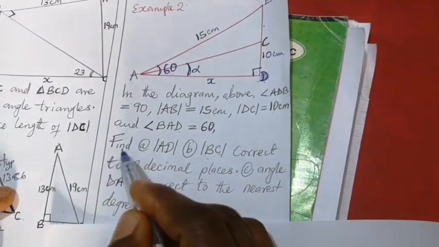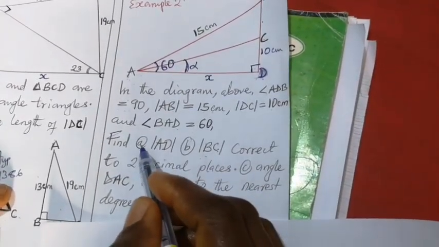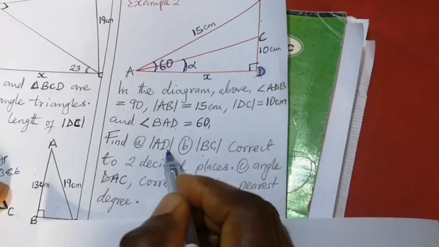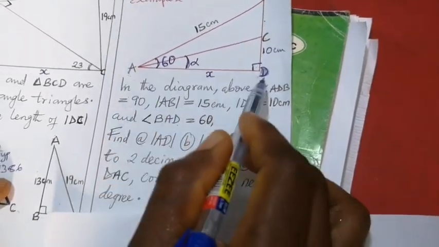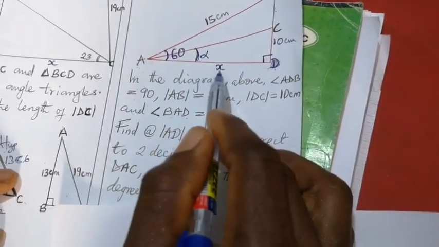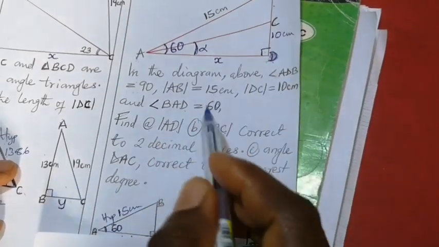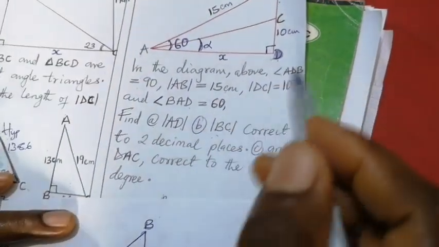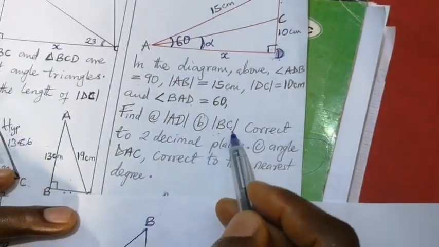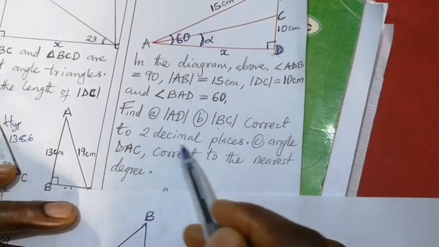Okay, now find line AD, and this line AD is labeled X, and line BC, correct to 2 decimal places.